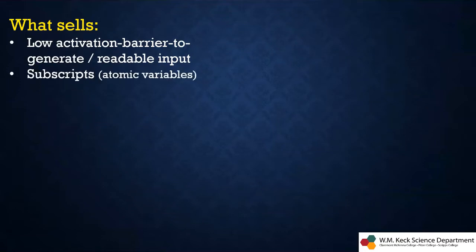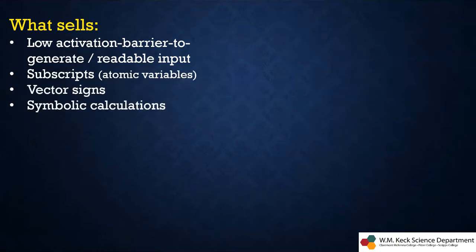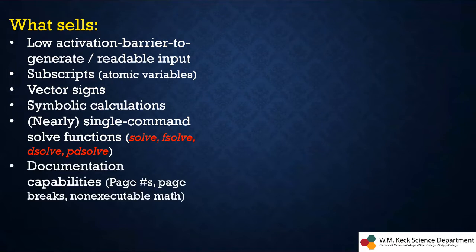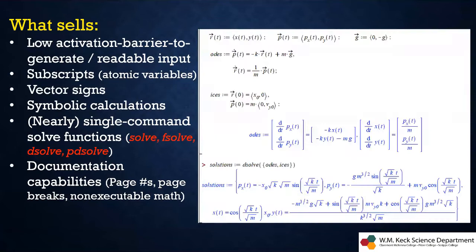Students love subscripts, atomic variables. Treat them carefully, but they love them. They love vector signs. They love the fact that Maple does symbolic calculations. They like the fact that generally they're down to a single command for solving functions, although there are some problems. They like documentation capabilities. They like adding numbers and page numbers. Most of the students at the end of the semester for my classes are literally just turning in nothing but the Maple document. If they write anything on scratch paper, they take a picture and load it to the Maple document. So it's just the document.